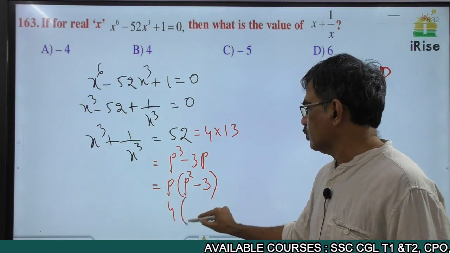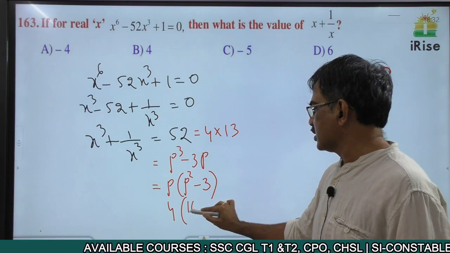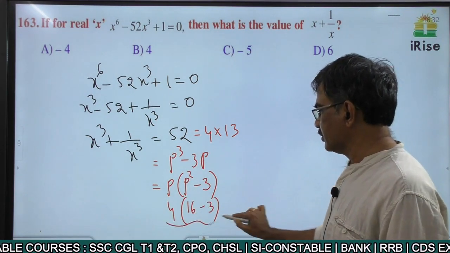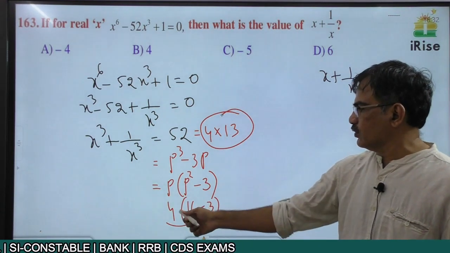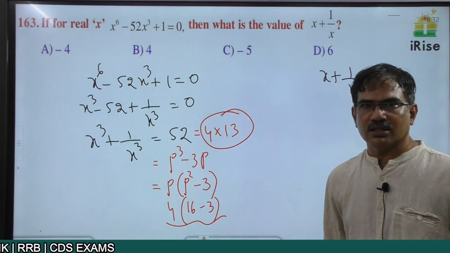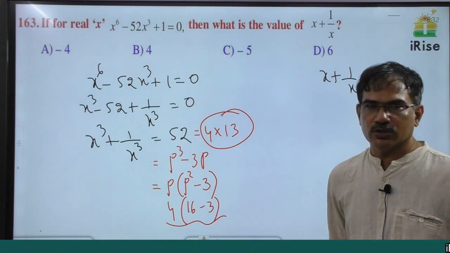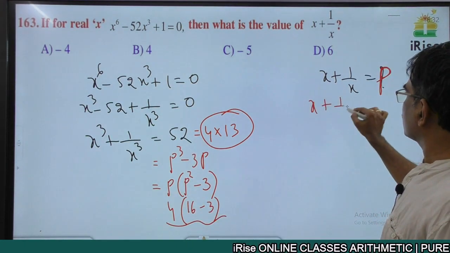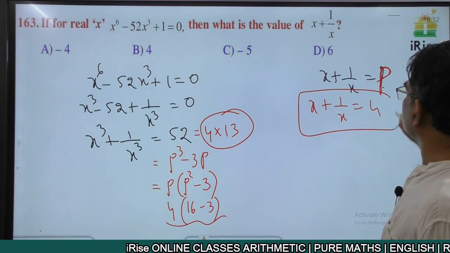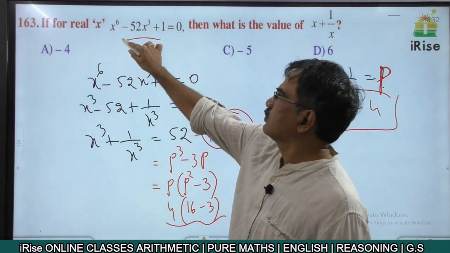where p is equal to 4, p square is 4 square, 16 minus 3 satisfied. So this 52 can be written as 4 into 13. So 4 into 4 square minus 3, 13. 13 into 4, 52. So what is the p value? 4. So p is equal to 4. x plus 1 by x is equal to 4 is the answer for this question. The answer is 4.